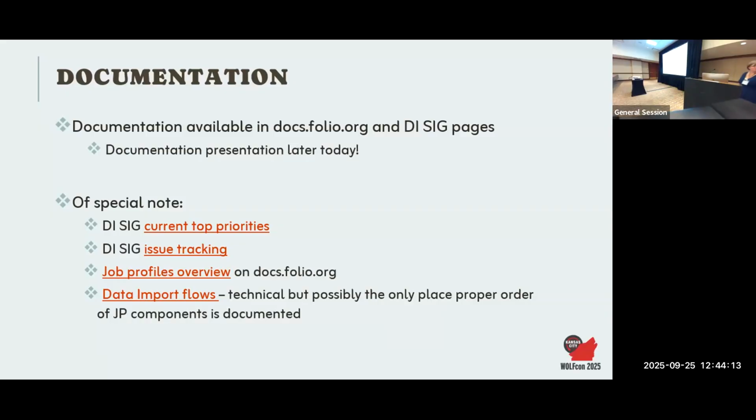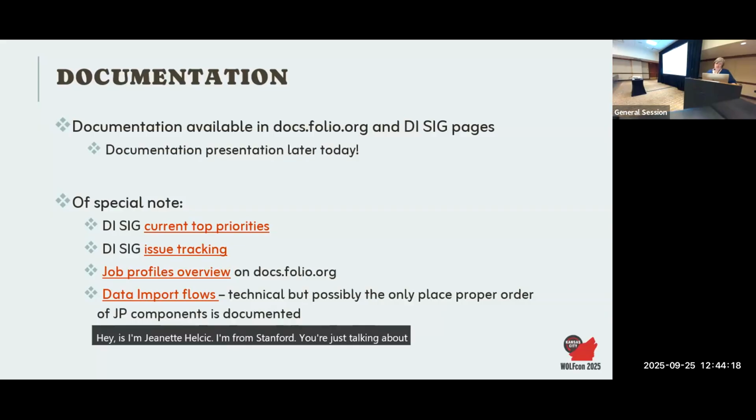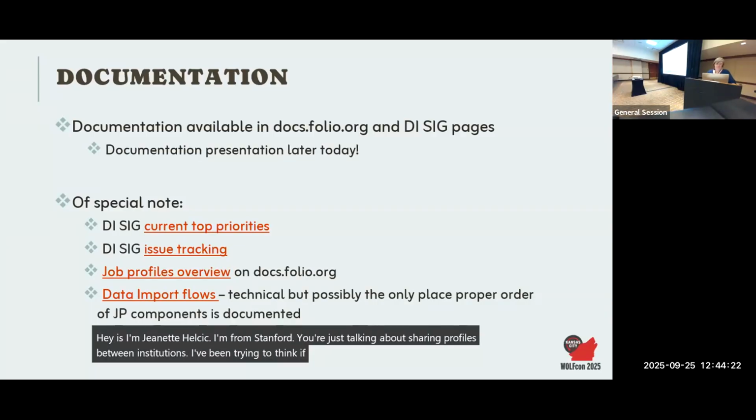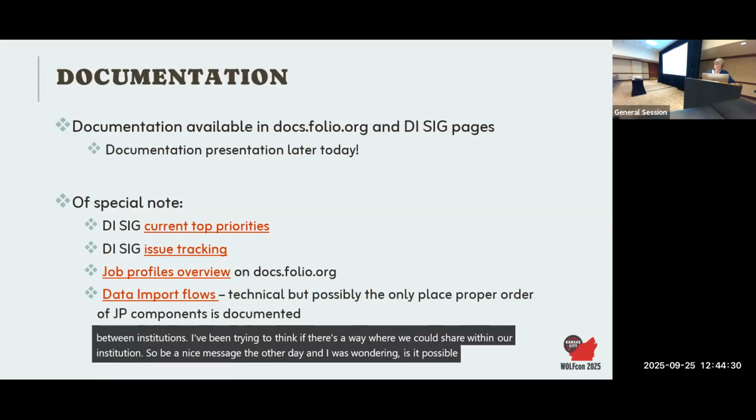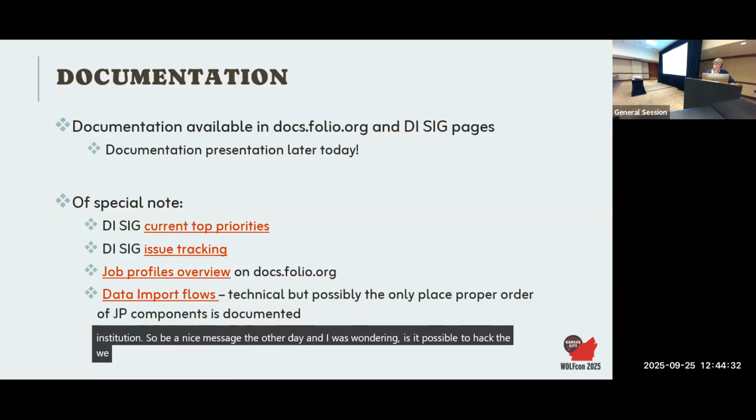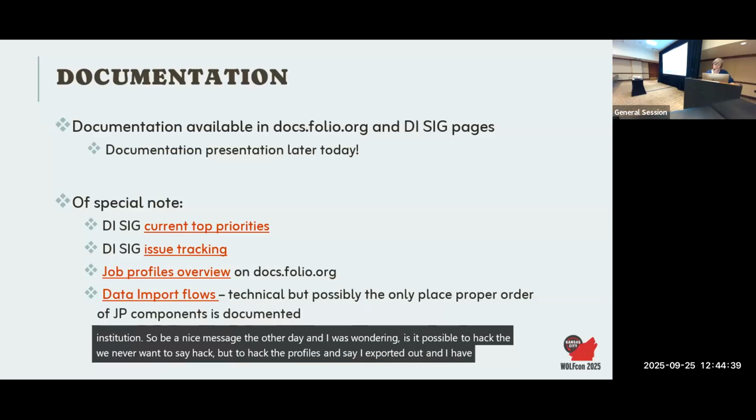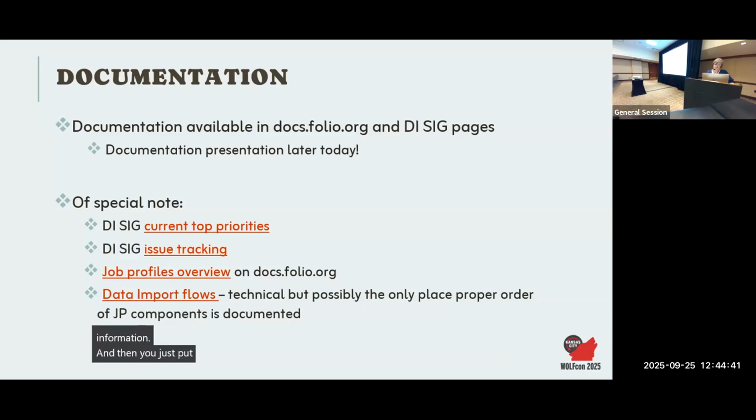Hi, so I'm Jeanette Kalchik. I'm from Stanford. You were just talking about sharing profiles between institutions. I've been trying to think if there's a way where we could share within our institution, so via my Slack message the other day. I was wondering, is it possible to hack, we never want to say hack, to hack the profiles and say, I exported out and I have my information in it, and then you just put your information in it. Would there be cross UUID issues?